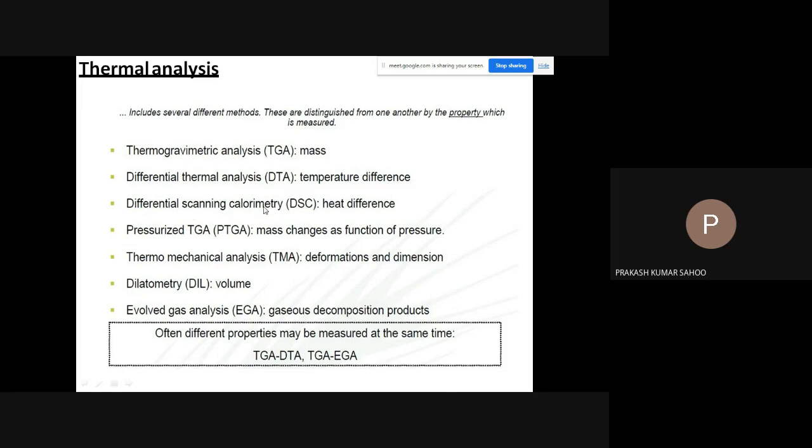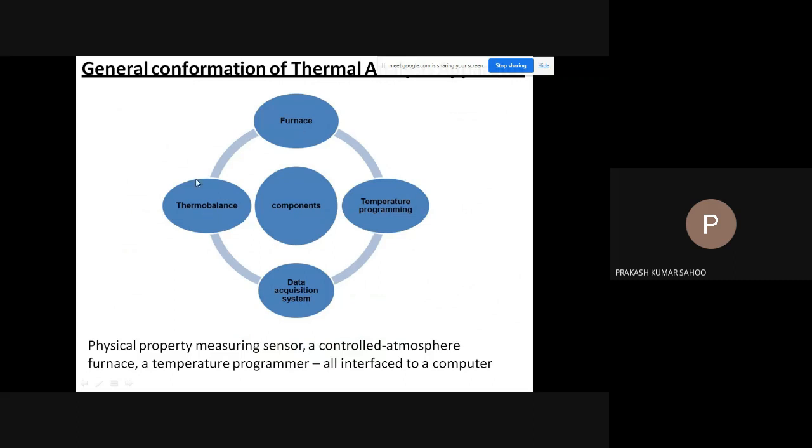Then differential scanning calorimetry, this is in our latter part. Then we have just the general configuration, where the sample is here, that is a component, and we have the furnace temperature programming here, or we may use the thermobalance. It is not used now because advanced techniques have been brought in. So thermobalance was one of the main components in thermogravimetry in the past, but in the current situation advanced machines are used.